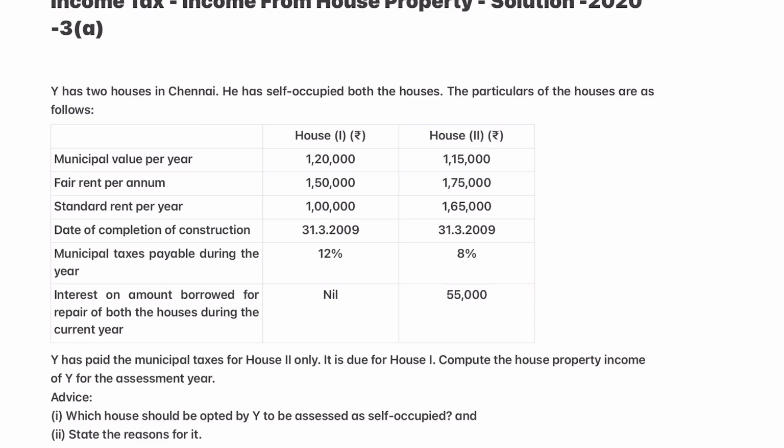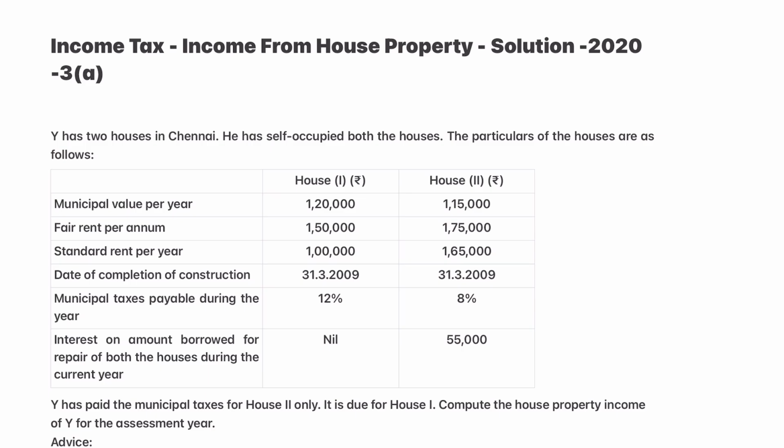But the question was raised in the year 2020 only, so we have to assume that it is before the amendment. Then we have to select one property as self-occupied and the other as let out.